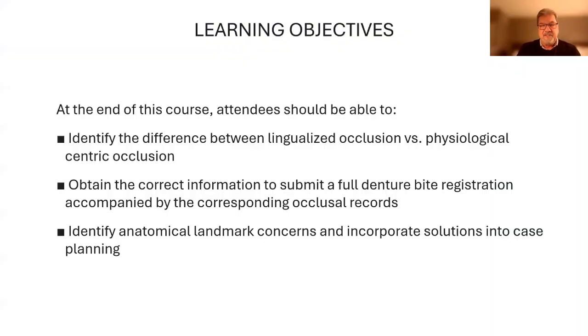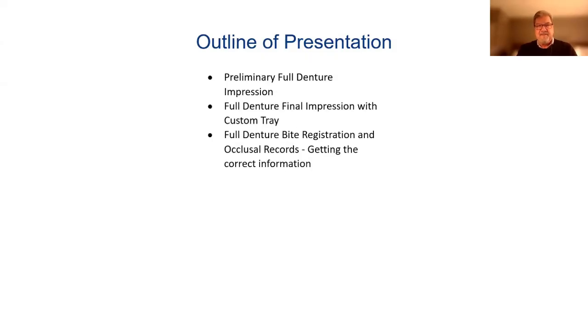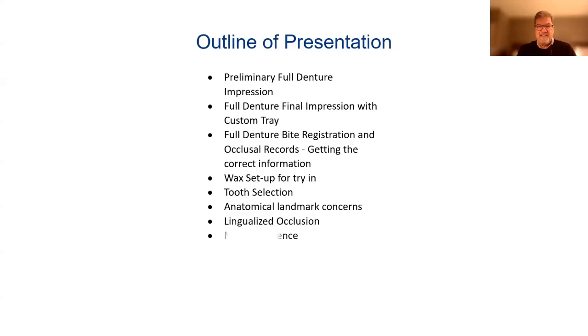So let's get started. Tonight's learning objectives are to identify the difference between lingualized occlusion and physiological centric relation. At the end of the course, you should be able to obtain the correct information to submit a full denture bite registration accompanied by the corresponding occlusal records, and identify anatomical landmark concerns and incorporate solutions into case planning. The outline of the presentation tonight: preliminary full denture impressions, custom tray final impressions, full denture bite registration, occlusal records and getting the correct information, anatomical landmark concerns, tooth selection, wax setup for try-in, lingualized occlusion, and material science.